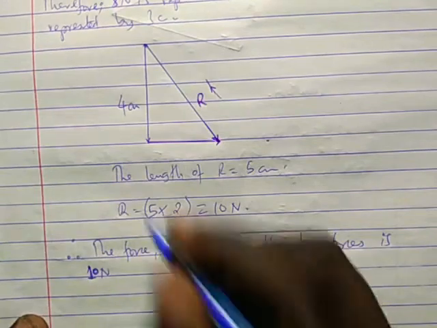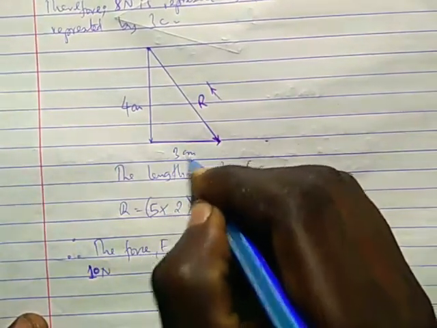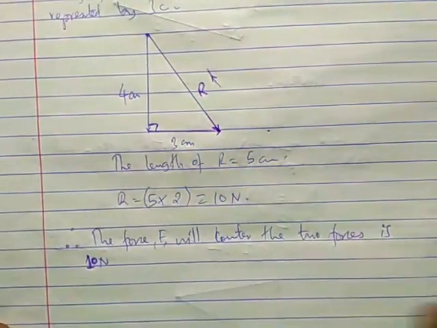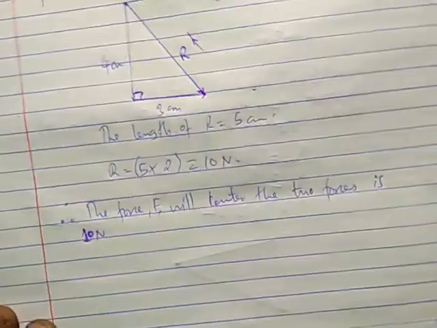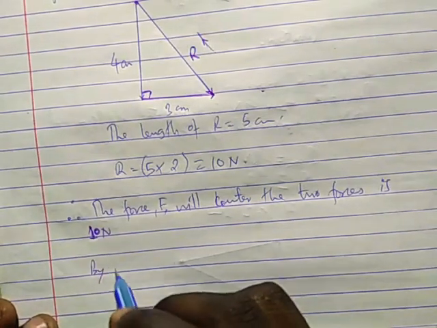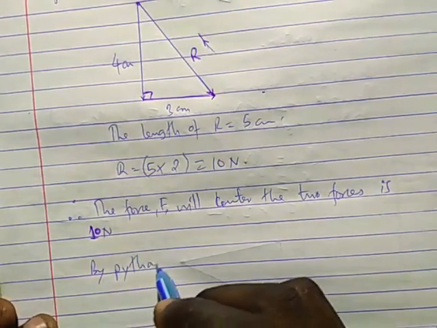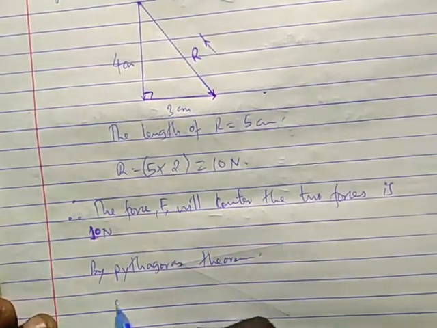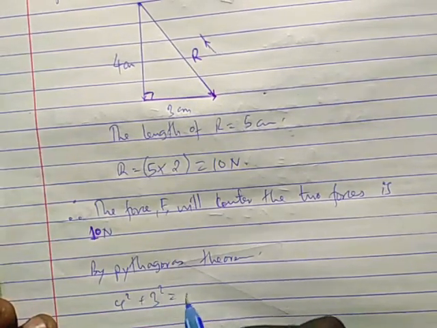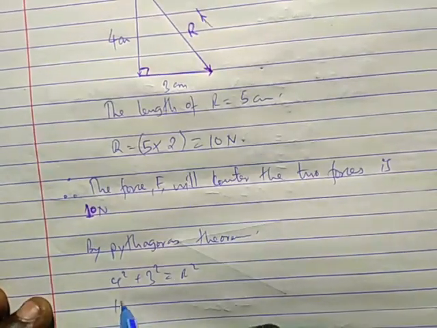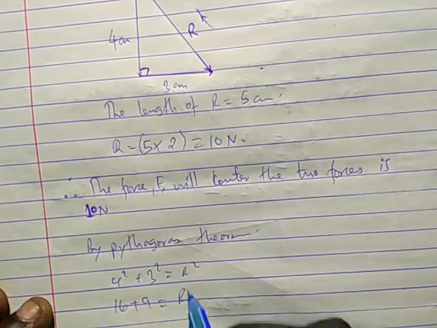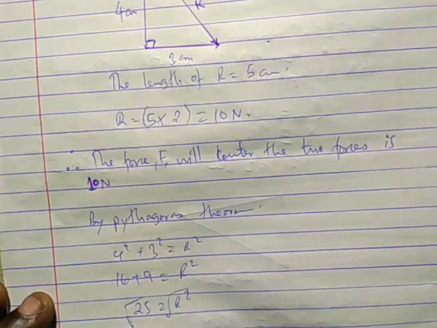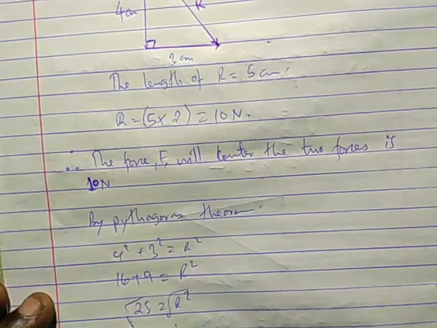But alternative way, kwa sababu hapo tuna 4 na hapo tuna 3 cm, and here we have the right angled triangle. Alternative way, instead of drawing, ungeweza kutumia Pythagoras theorem. So by Pythagoras theorem ungepata 4 square plus 3 square is equal to r square. That means 16 plus 9 is equal to r square. So 25 itakuwa sawa na r square. Ukifanya square root, utapata r sawa na 5 cm.